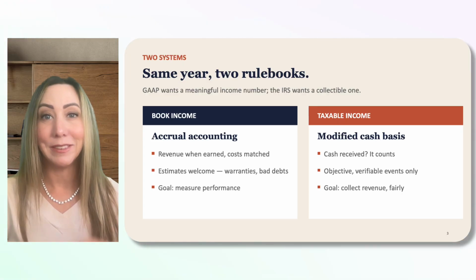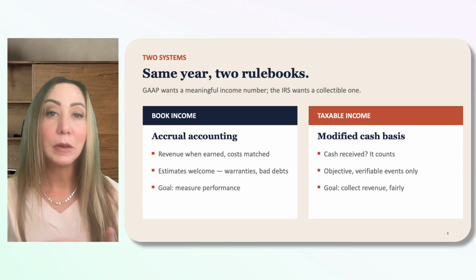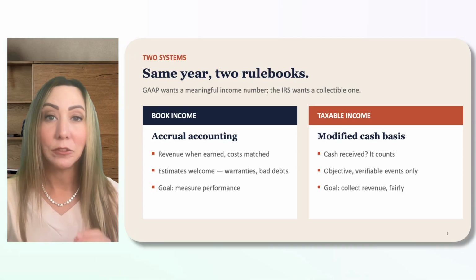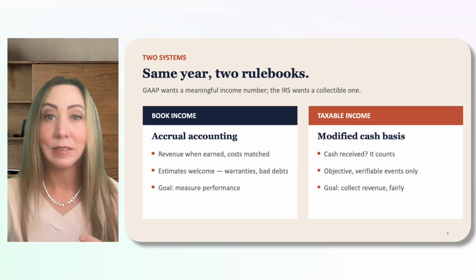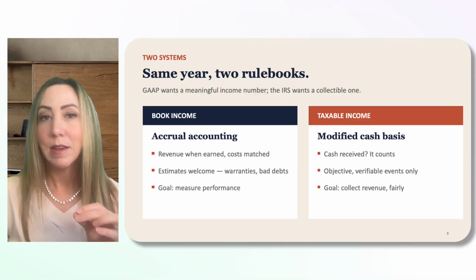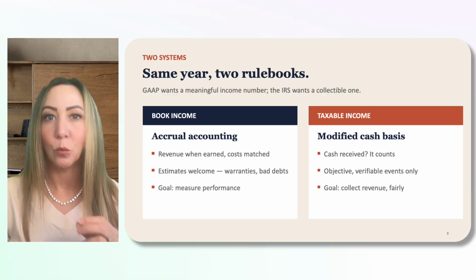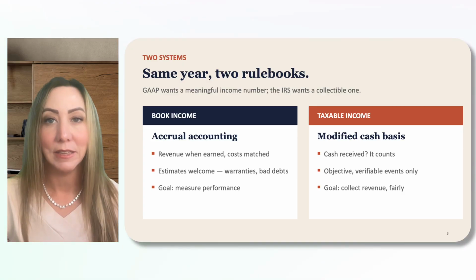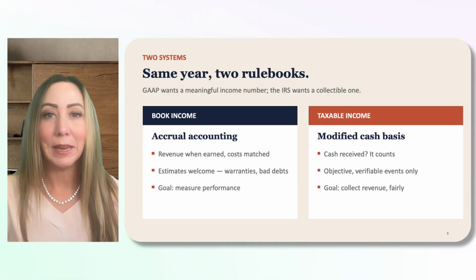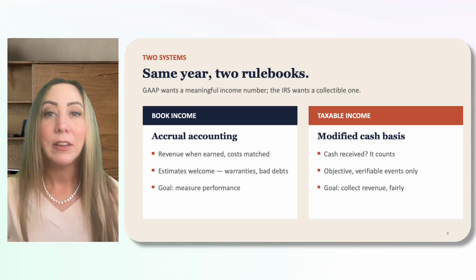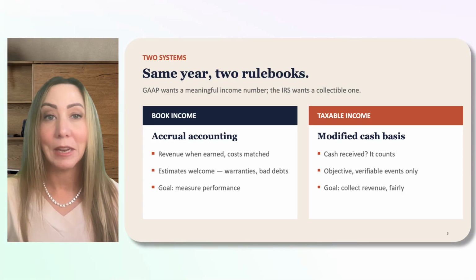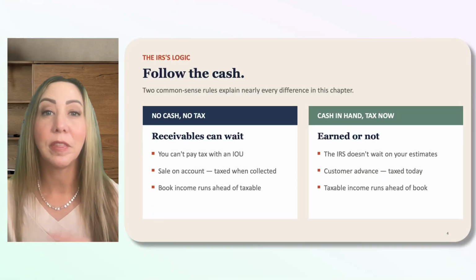Taxable income answers a different question entirely. The tax code isn't trying to measure performance. It's trying to raise revenue fairly and collectively. And that leads the IRS to something much closer to a cash basis. The IRS doesn't want your estimates. It wants objective, verifiable events. It wouldn't feel right if we had to pay the IRS taxes on revenue we haven't even collected yet, would it? And you better believe that the IRS isn't going to allow you to deduct expenses that you haven't actually paid yet. Here's the way I want you to think about the IRS.